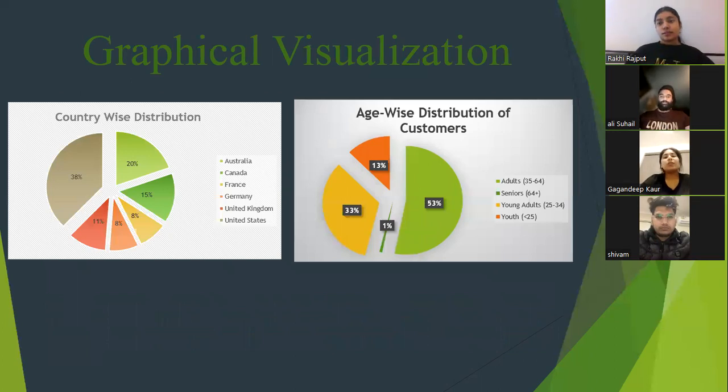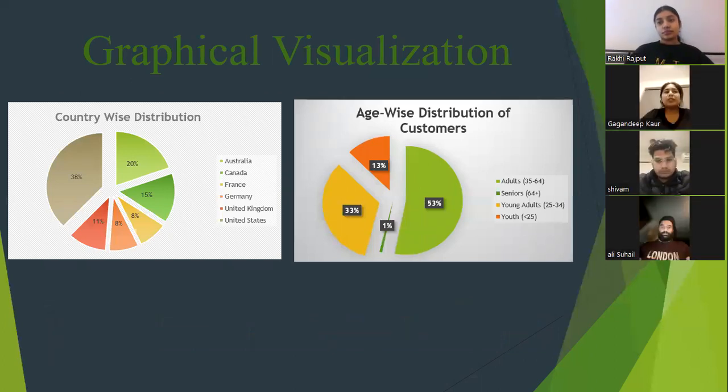Thank you. So moving to the first graph, it shows the data on purchases collected from different store outlets located in 6 different countries. In this graph, we can see that Germany and France showed the lowest percentage, which was 8%, and the highest was 38% from the United States.